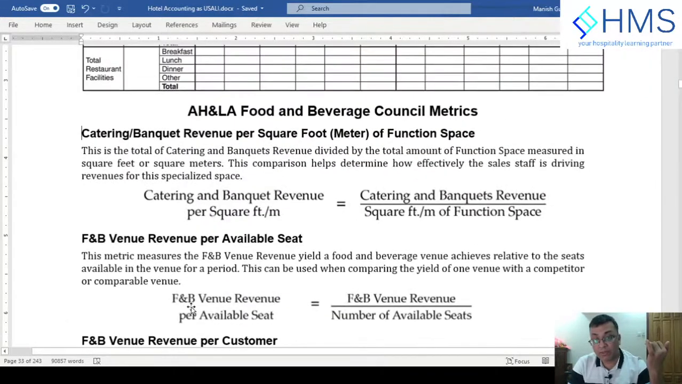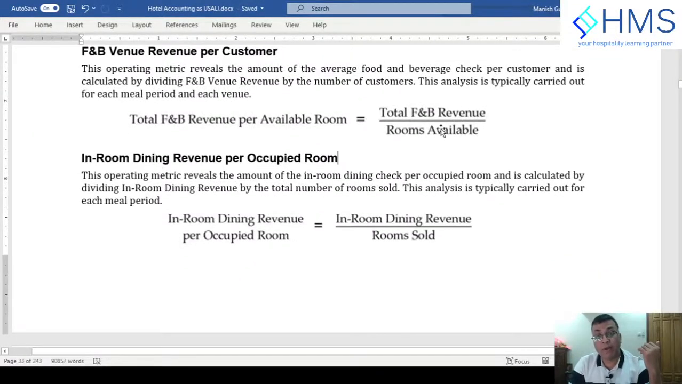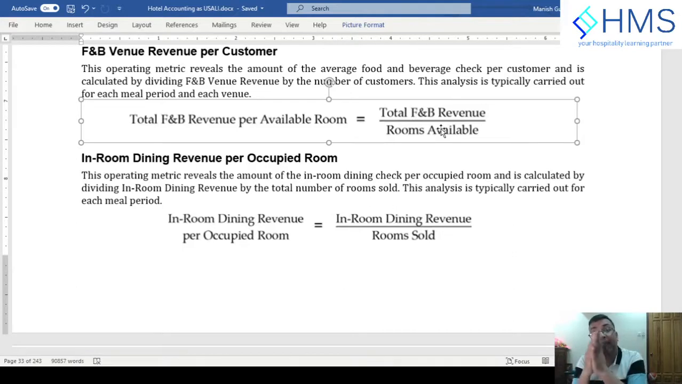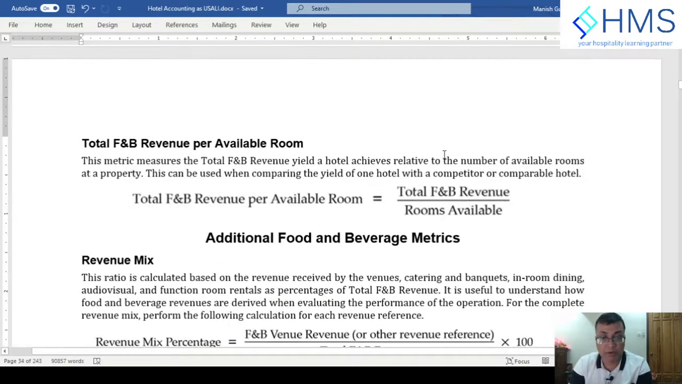Then you have per available room. Sorry, in the previous one the formula is wrong. For the per customer metric, you will not divide by rooms available, but by the number of customers, how many customers we are able to serve in that particular meal period or venue, not by the room. The room-available formula is for per available room.